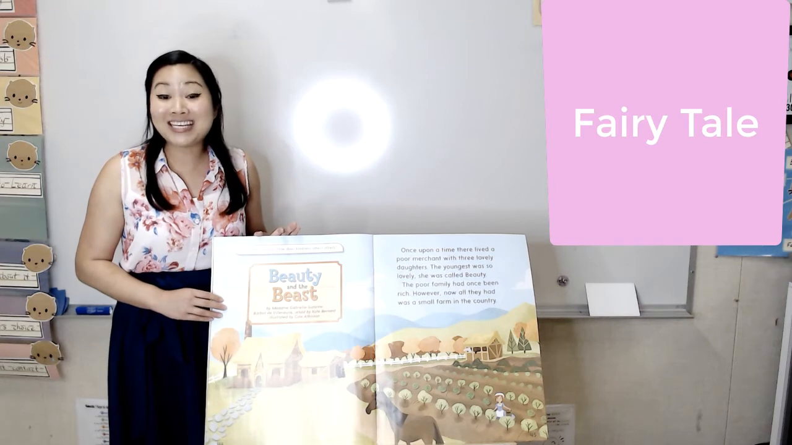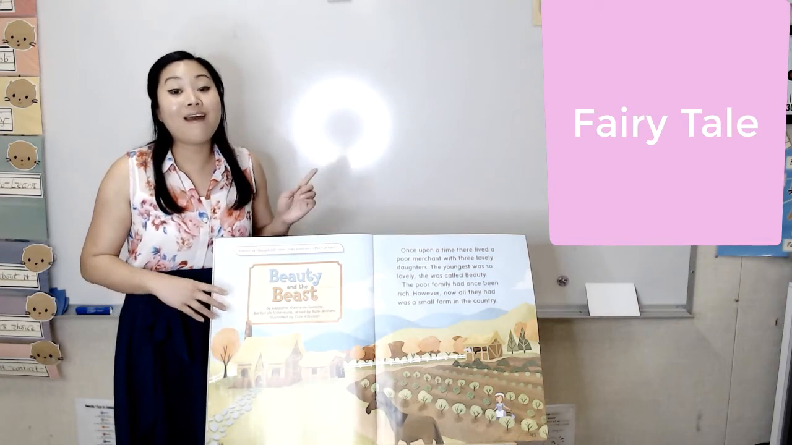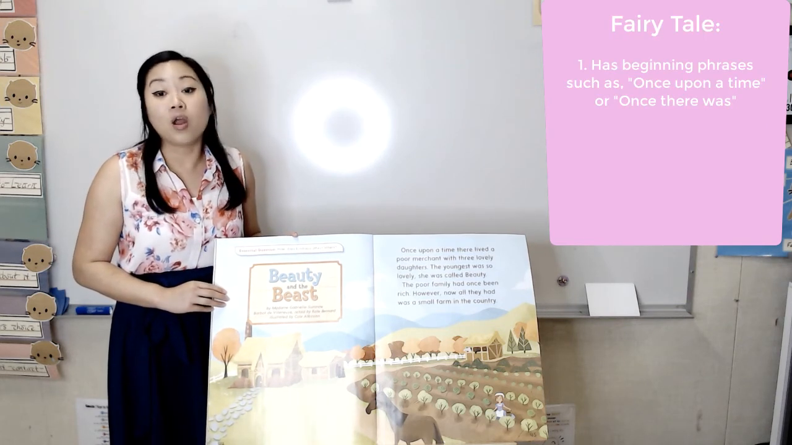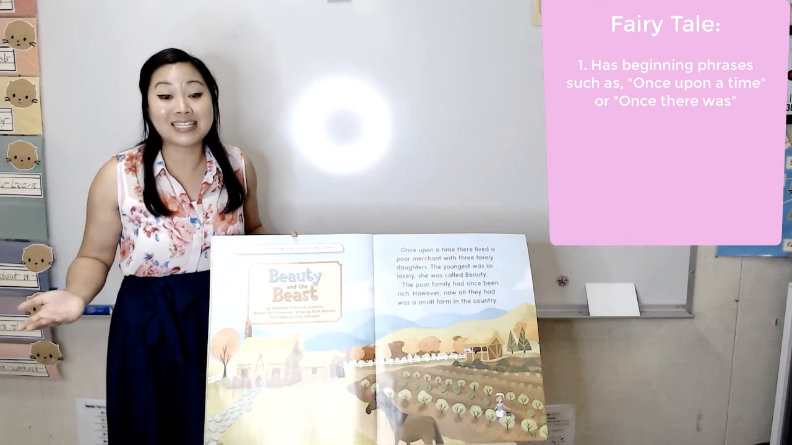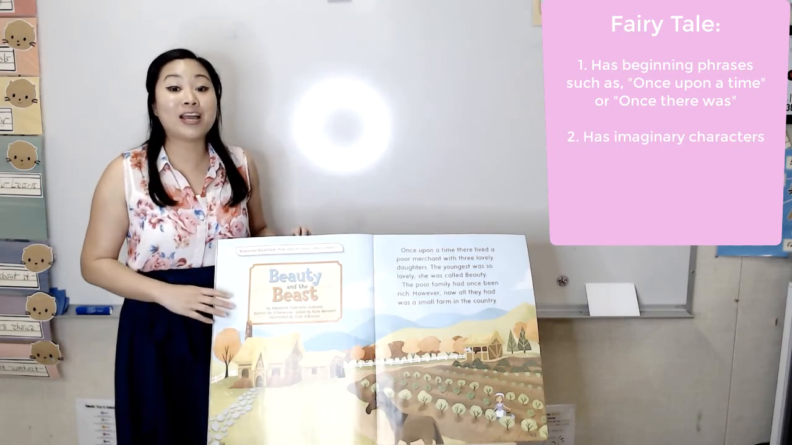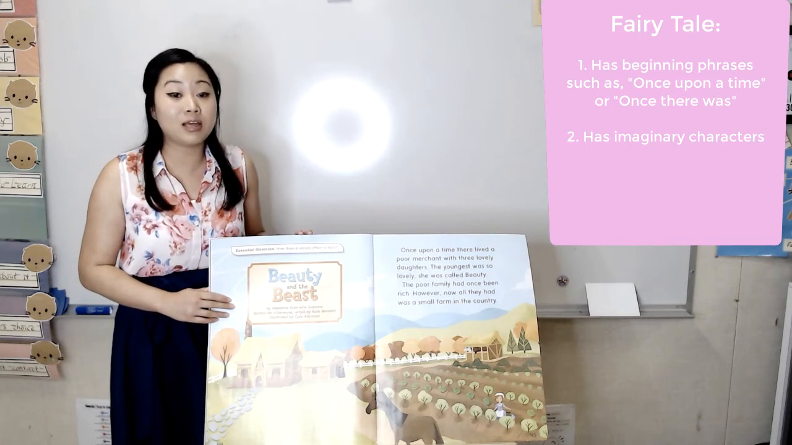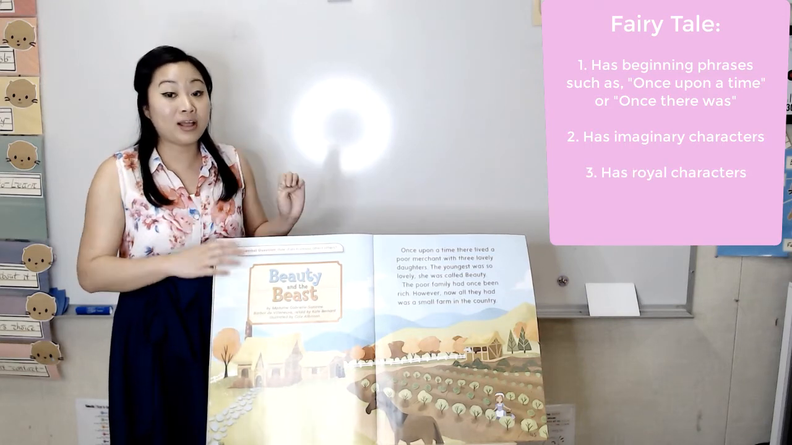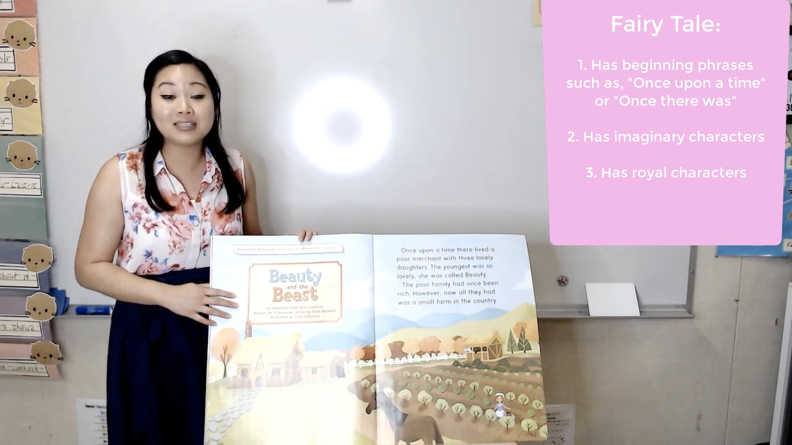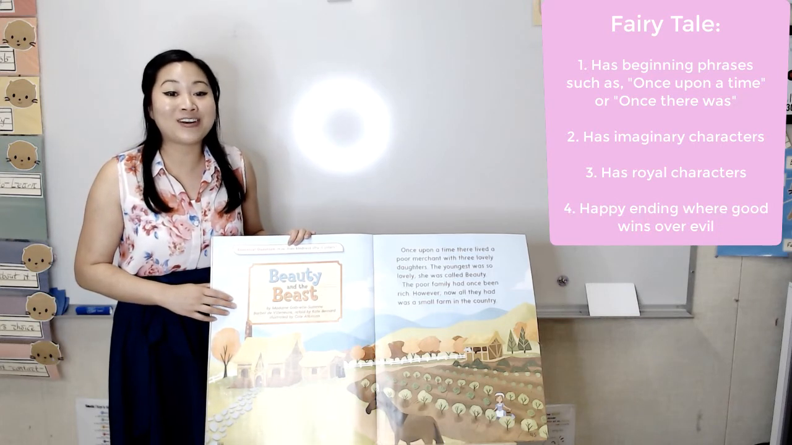Now, our story today is a fairy tale. A fairy tale is made up of some different parts. A fairy tale has a beginning phrase such as once upon a time or once there was, that indicates a distant past in a faraway or imaginary land. It has imaginary characters such as dragons, fairies, witches, giants, and elves. It has royal characters like kings, queens, princes, princesses. And a fairy tale has a happy ending in which good wins over evil.